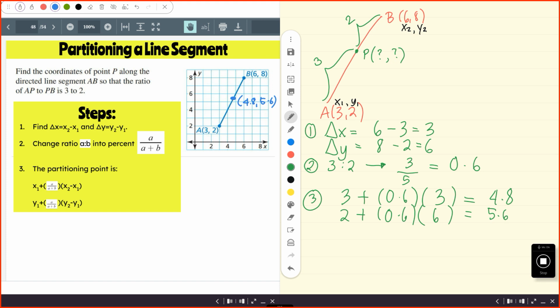Now let me just say the key here is you don't mess up the order. If you mess up the order, the values will be wrong. So this is very order specific. This one is x2 minus x1. Then this is y2 minus y1, okay? But in the last portion, this is x1, and then this is y1, okay?